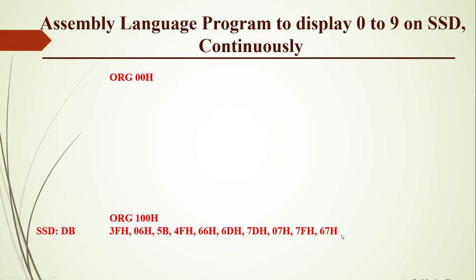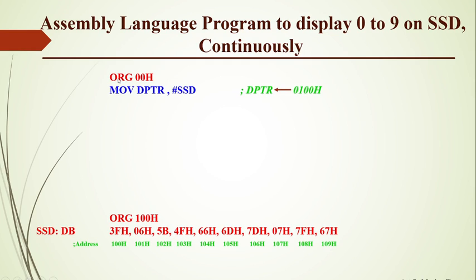So here are the addresses for these values. For 3FH the starting address of this array is 100H. For the next value it is 101H, up to 109H. So all these values are stored in consecutive memory locations. So here is the program.